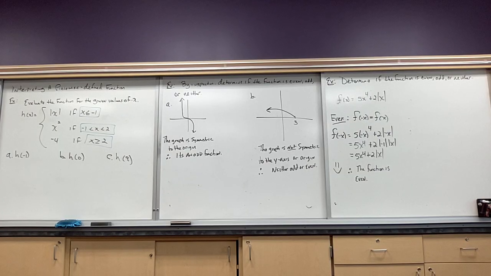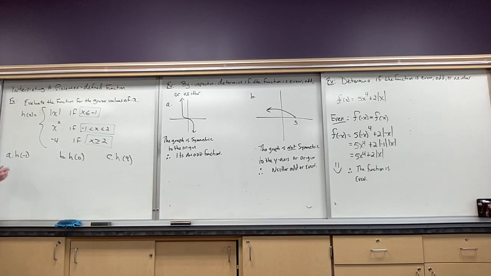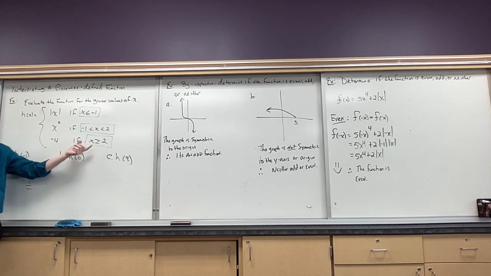Now, to evaluate h of -1, we have to figure out where we put it, right? Can't put it in all of those. So look at your restrictions. Where is -1 allowed to go, into the first, second, or third equation? First, because there's an equal to symbol, right? So I'm going to plug -1 into here. So h of -1 equals the absolute value of -1, which is 1. We're done. I don't plug it into the other ones because the domain is restricted, right? It doesn't belong in those ones.